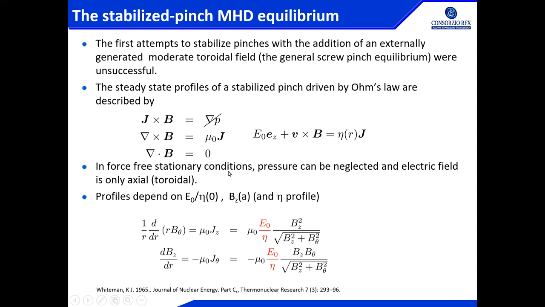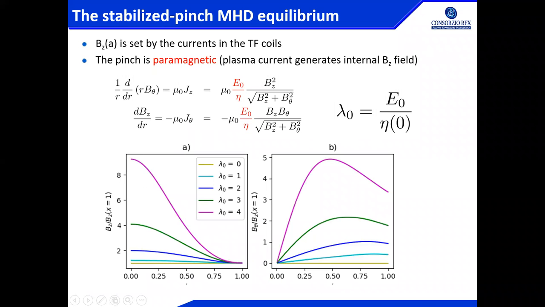Basically, it is proportional to the electric field that you apply, and it is inversely proportional to the resistivity. And clearly, the toroidal field at the edge is the parameter that the experimentalist controls by changing the current in the toroidal field coils. And you have a simple ODE that you can integrate numerically.